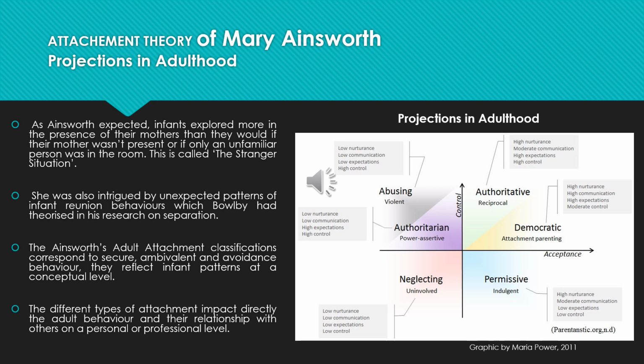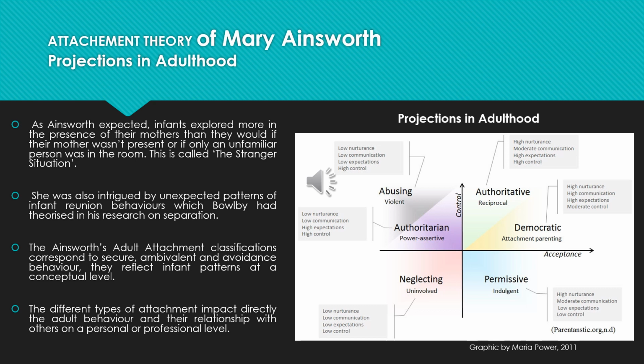These projections are based on the development of the child and the relationship they have with their primary caregivers, in this situation, the parents. There are four types of projections: the authoritarian, the democratic, the neglecting, and the permissive. These different types of projections will have an impact on how the child behaves as an adult.